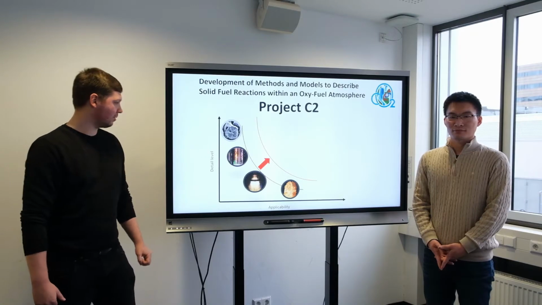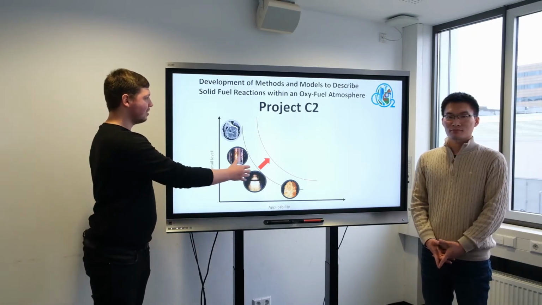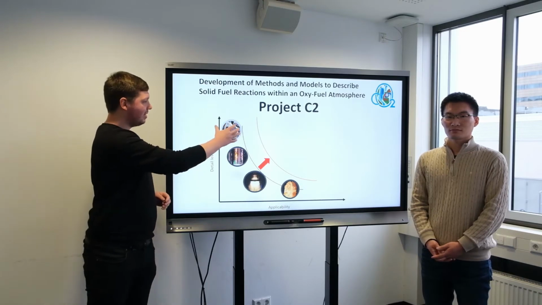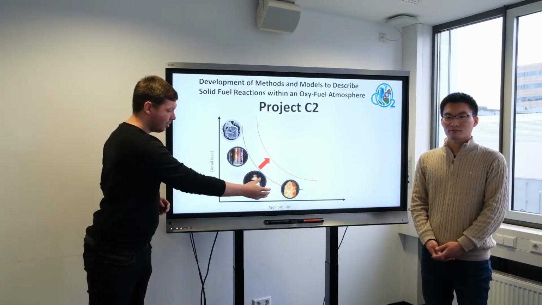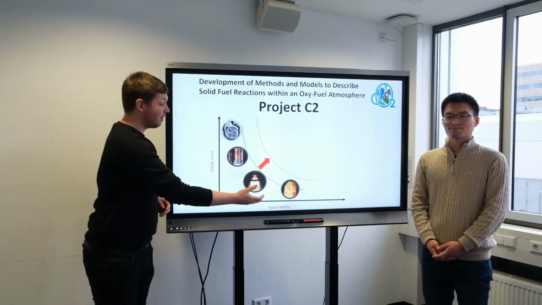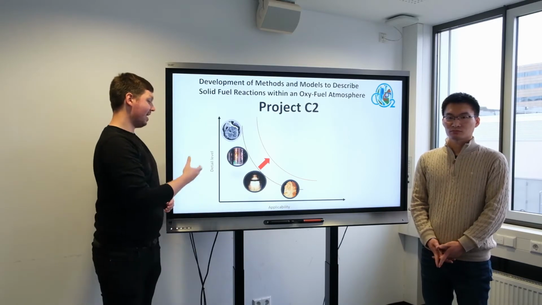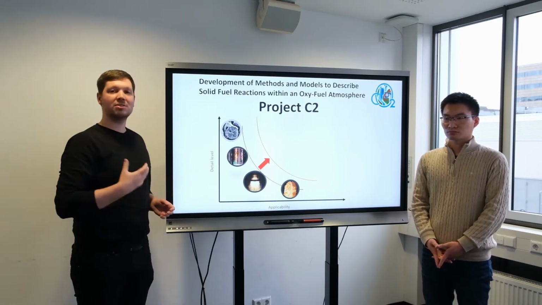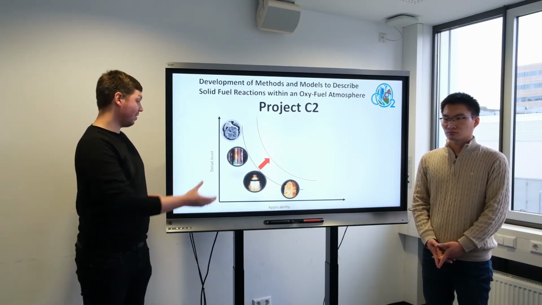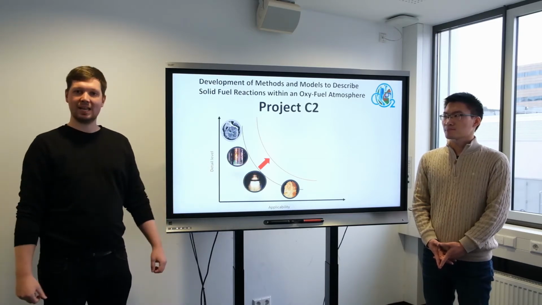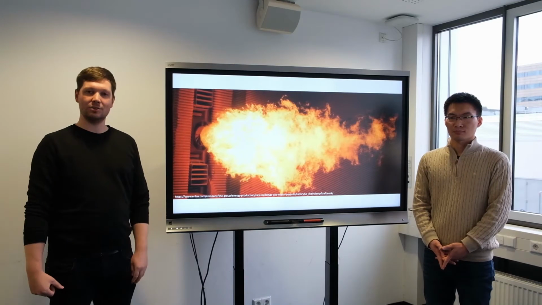The overall goal of this project is to move this line into this direction. What does it mean? We have on the one hand very detailed models which cannot be applied to the full-scale system. And on the other hand, we have very simple models which can be applied but do not have a very high level of detail. So we want to develop models which have a high level of detail and are also applicable to the real scale furnace. Why is that a challenge?